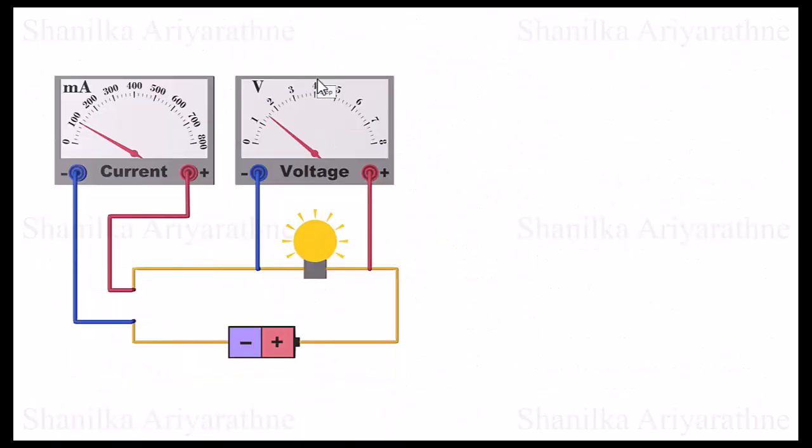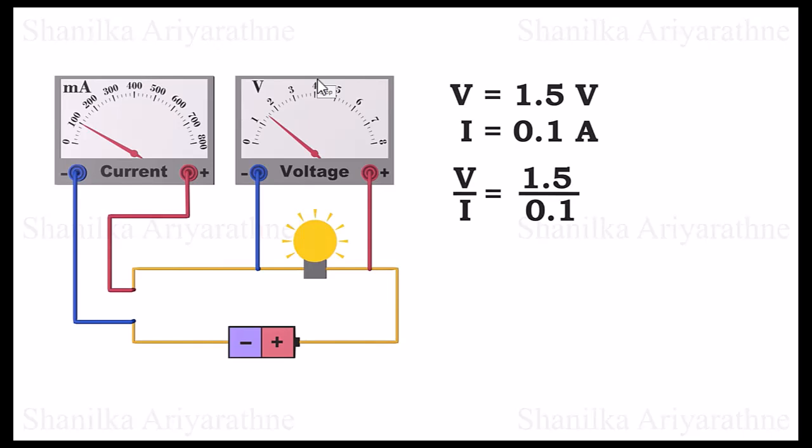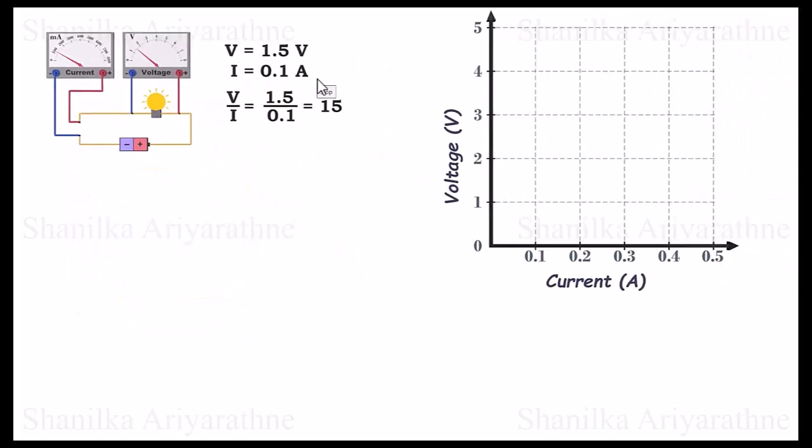Let's do an experiment. First, observe the voltage and current in this setup. Here the voltage is 1.5 volts. The voltage of alkaline batteries usually ranges around 1.5 volts. The current seems to be 100 milliamperes, which we can write as 0.1 amperes. Now calculate the ratio between voltage and current. It's 15. Now mark the voltage and current for this setup on the voltage versus current graph.